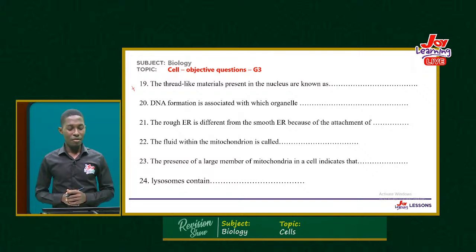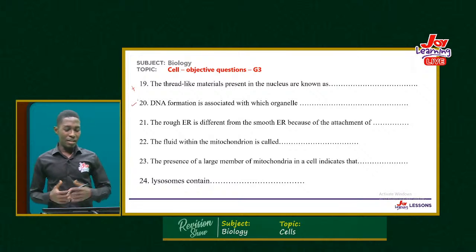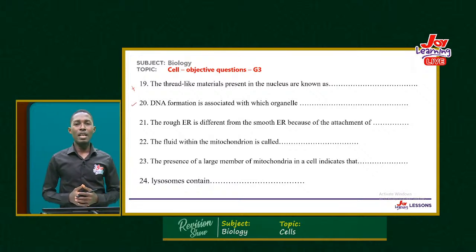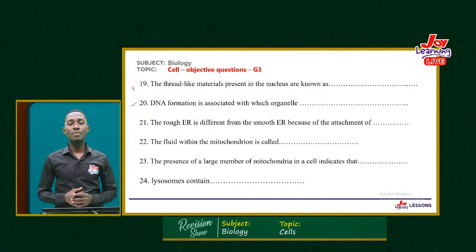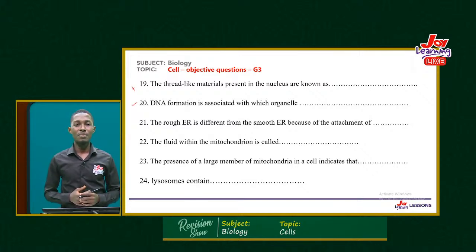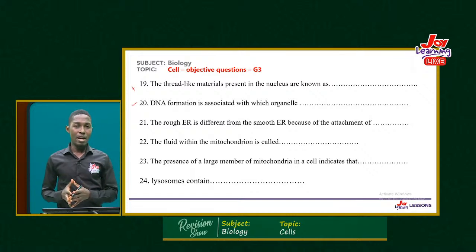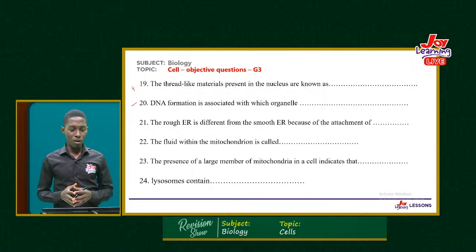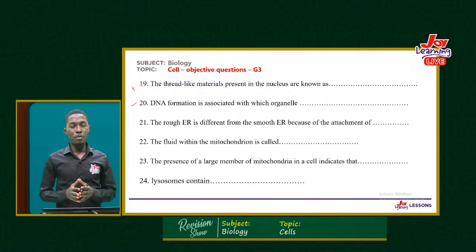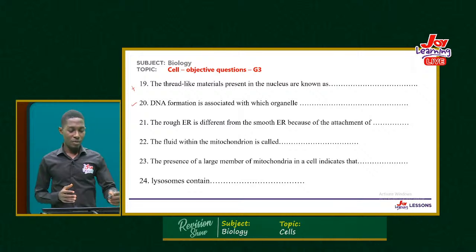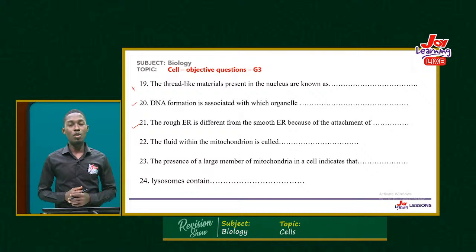DNA formation. Nucleus. Nucleus. The rough ER is different from the smooth ER because of the attachment of? Say the question again. The rough ER, that's rough endoplasmic reticulum, is differentiated from the smooth ER because of the attachment of? Ribosome. Okay, that's correct. Ribosome. The fluid within the mitochondrion is called? The fluid. There's a certain fluid in the mitochondrion.